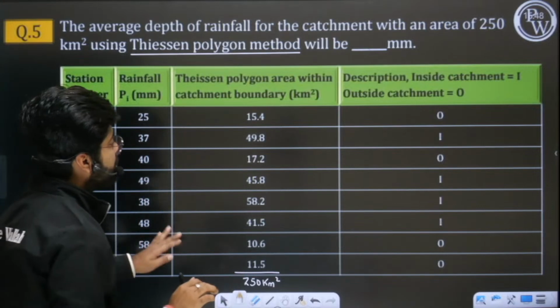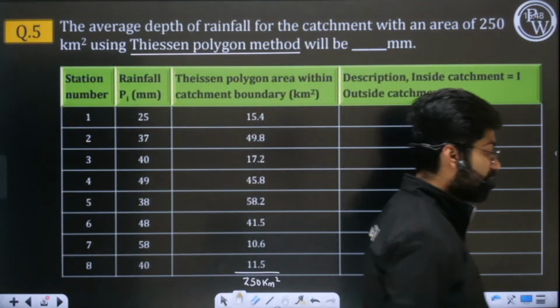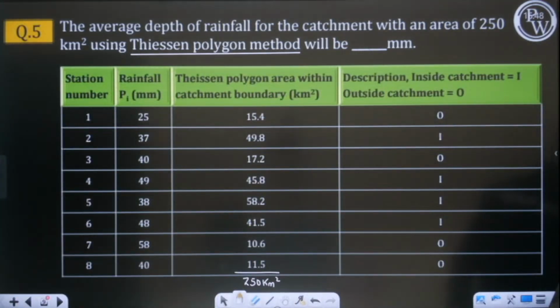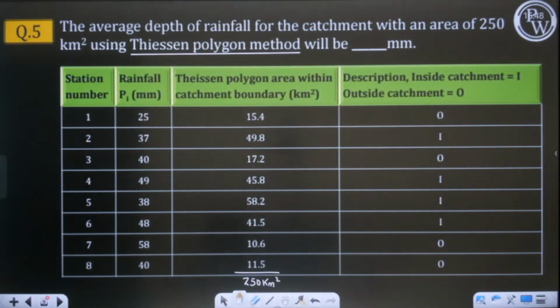So I am giving you a minute's time. Solve it immediately and tell the answer. Yes, we are practicing it. So solve it and give me the answer. We have to do P1 A1 here.